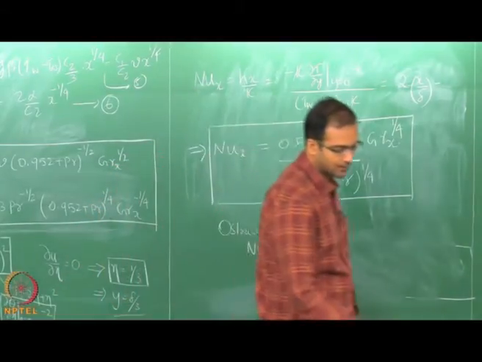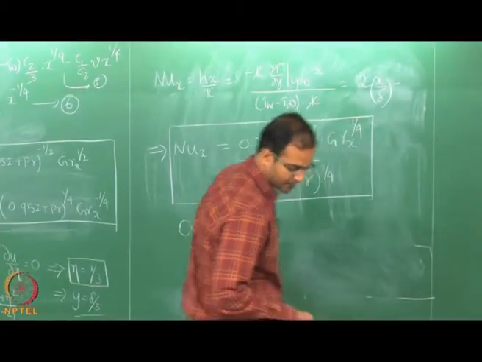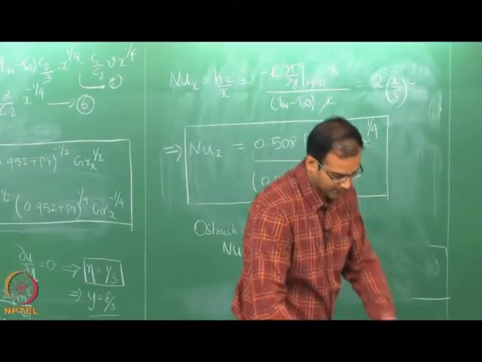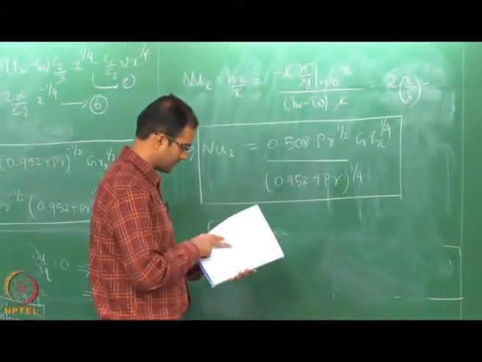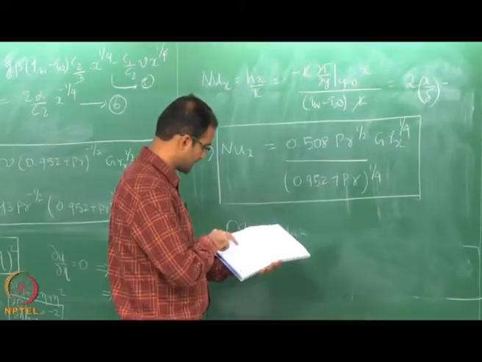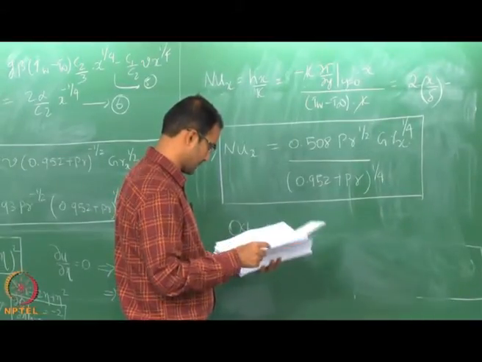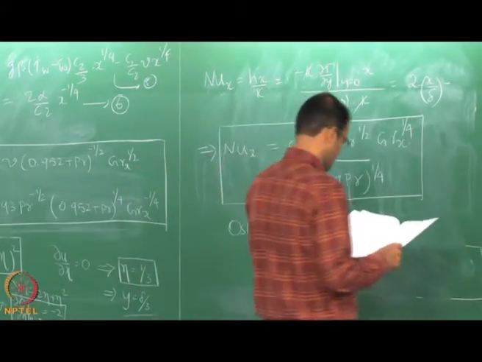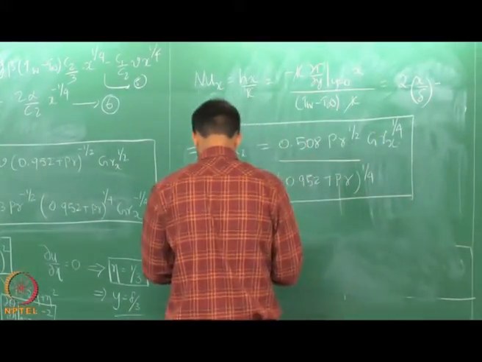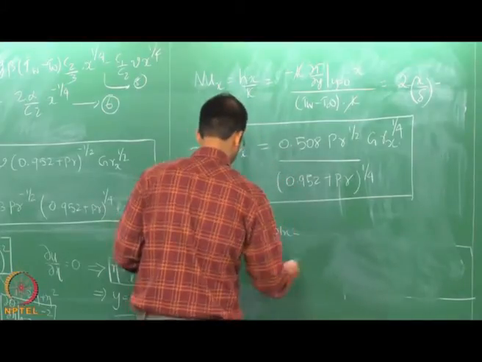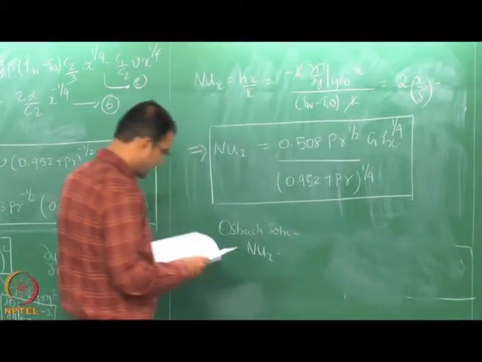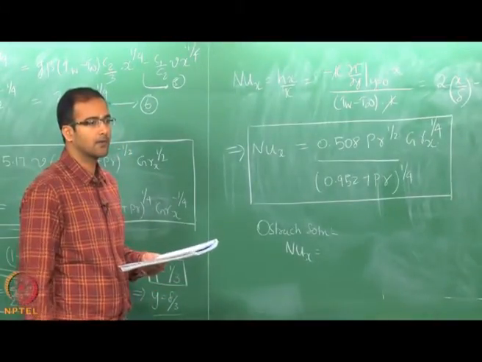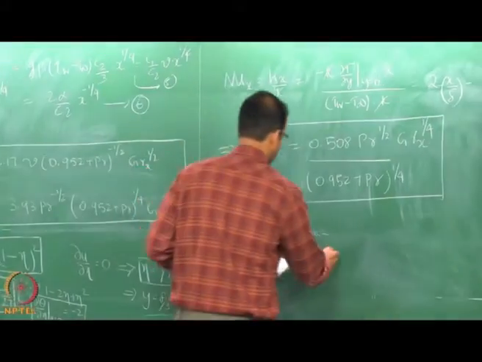What was the constant value there? In the case of Ostrach solution, let me just confirm it. 0.676. So we have 0.676, but we have to also divide it by 4 to the power 1 by 4. So that comes out as 0.478.